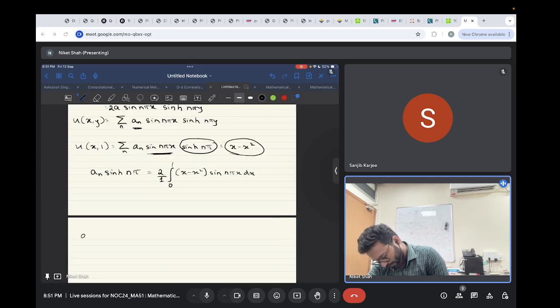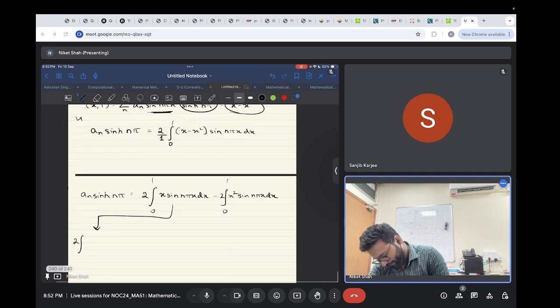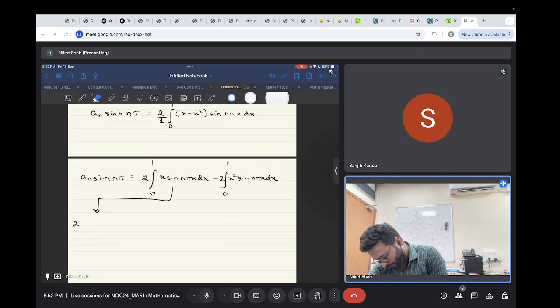So a_n sinh(n pi) is equal to 2 times the integral from 0 to 1 of x sin(n pi x) dx, minus the integral from 0 to 1 of x squared sin(n pi x) dx. This will have to be done using integration by parts. So I'm just solving the first part right now.